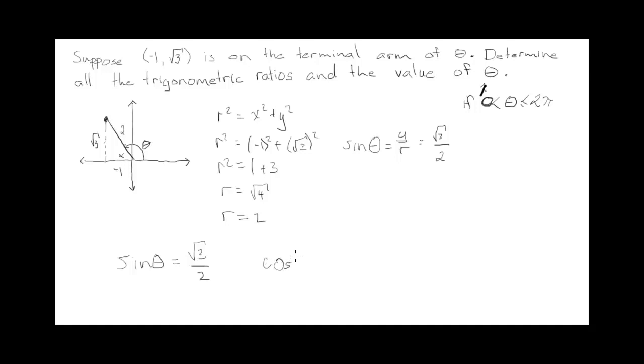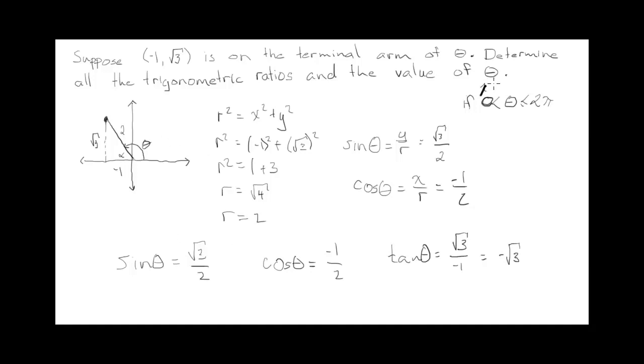Cos theta is x over r. So x is -1 and r is 2. So you get -1 over 2. And then tangent theta is y over x. So y is root 3, so you get root 3 over -1, which is -root 3. So there are your three trig ratios.